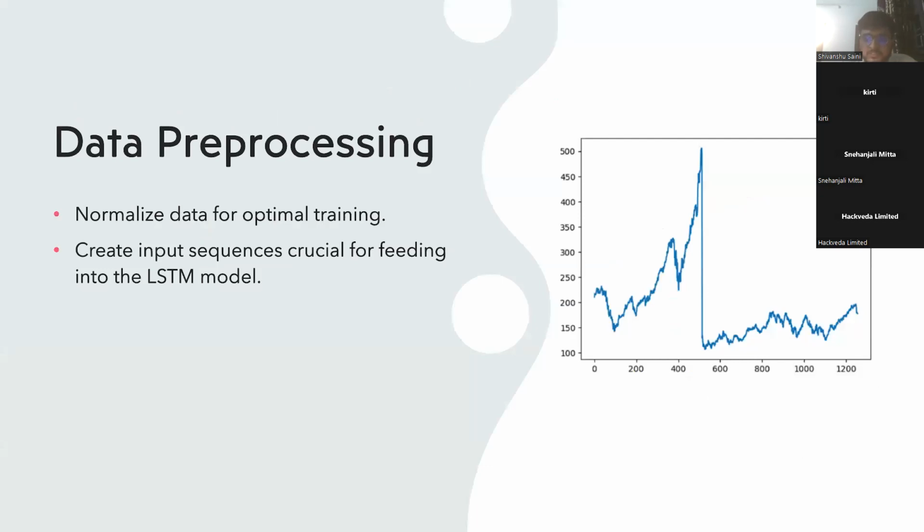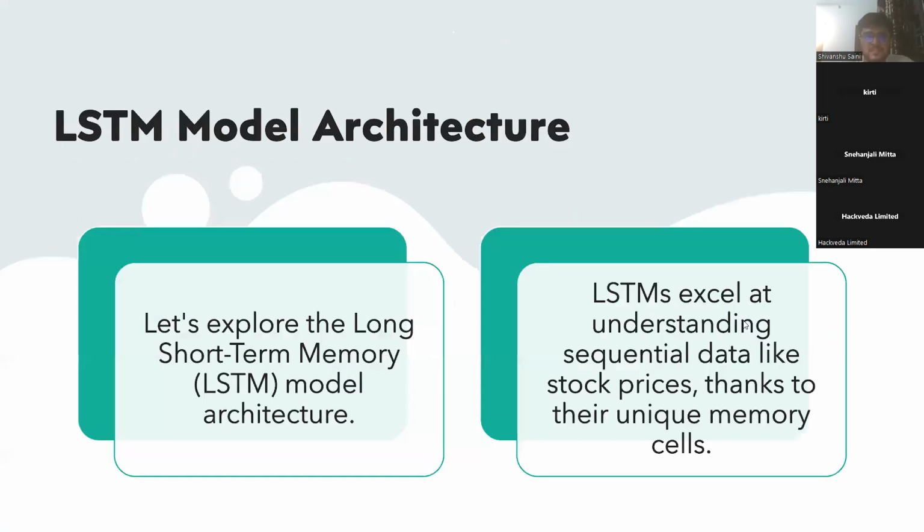Then comes data preprocessing. This step is all about preparation of our data for the modeling process. We focus on data normalization, which involves scaling our data to a common range. This ensures that all features have a consistent impact on our model. So the graph you can see on the screen is the stock price, which I have got from the CSV data. You can say this is the price. On LSTM architecture.